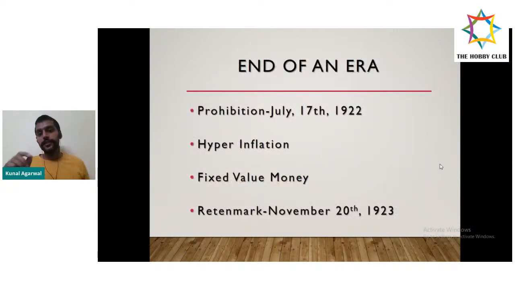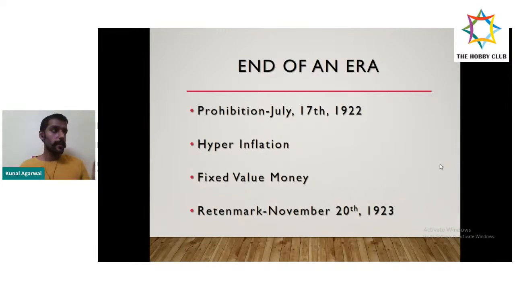So prohibition started on July 17, 1922. The use of Notgelds actually got out of hand. It got so out of hand that people stopped using the main currency, the German marks issued by the central government, and started switching more and more to the local Notgelds. So a prohibition order was issued by the German government on 17 July 1922. But that didn't work. By that time, Germany had lost the war. The major reparations were due to France according to the Treaty of Versailles, and they couldn't pay that.